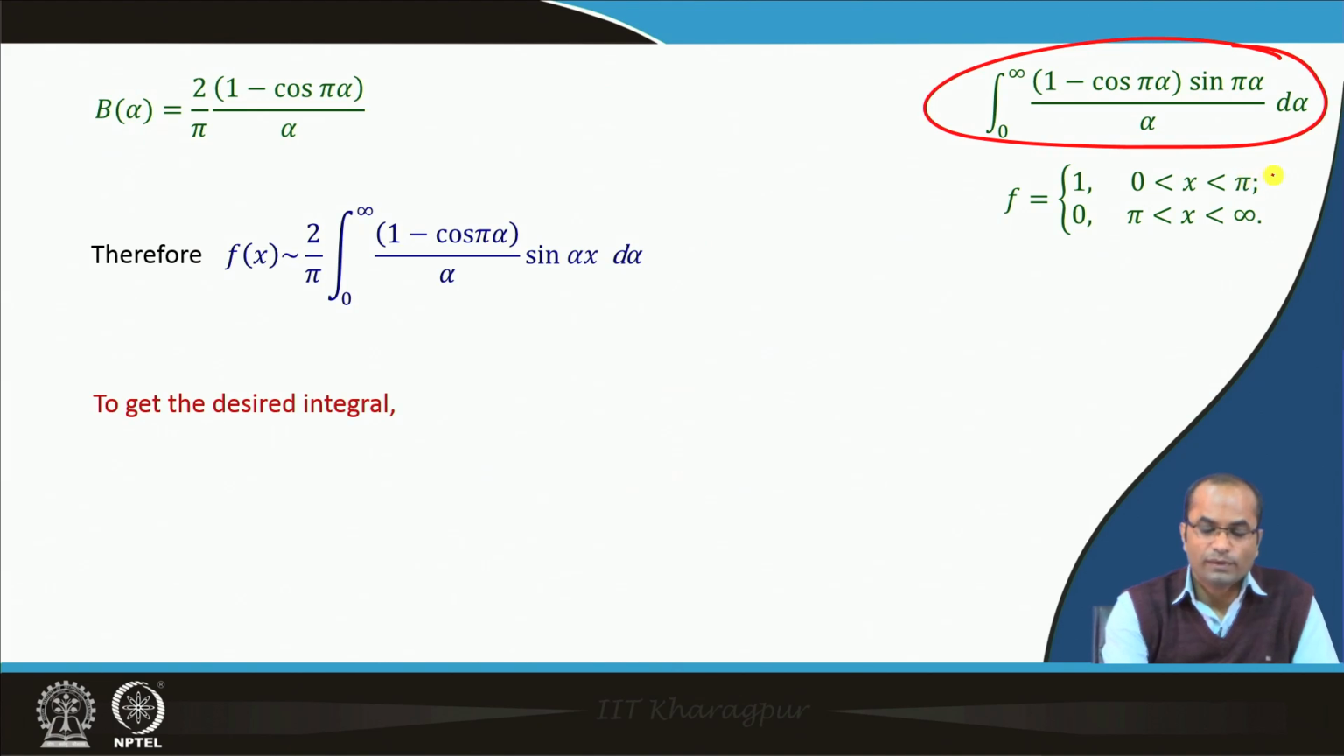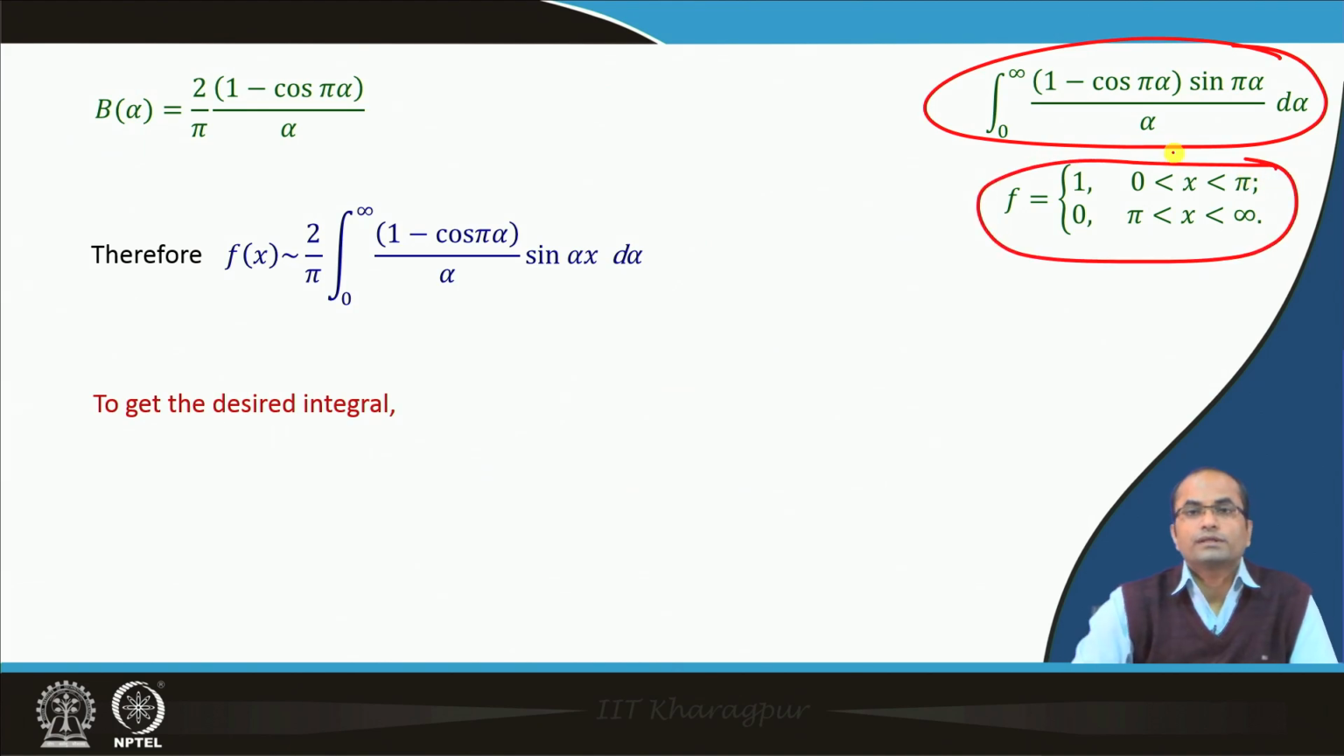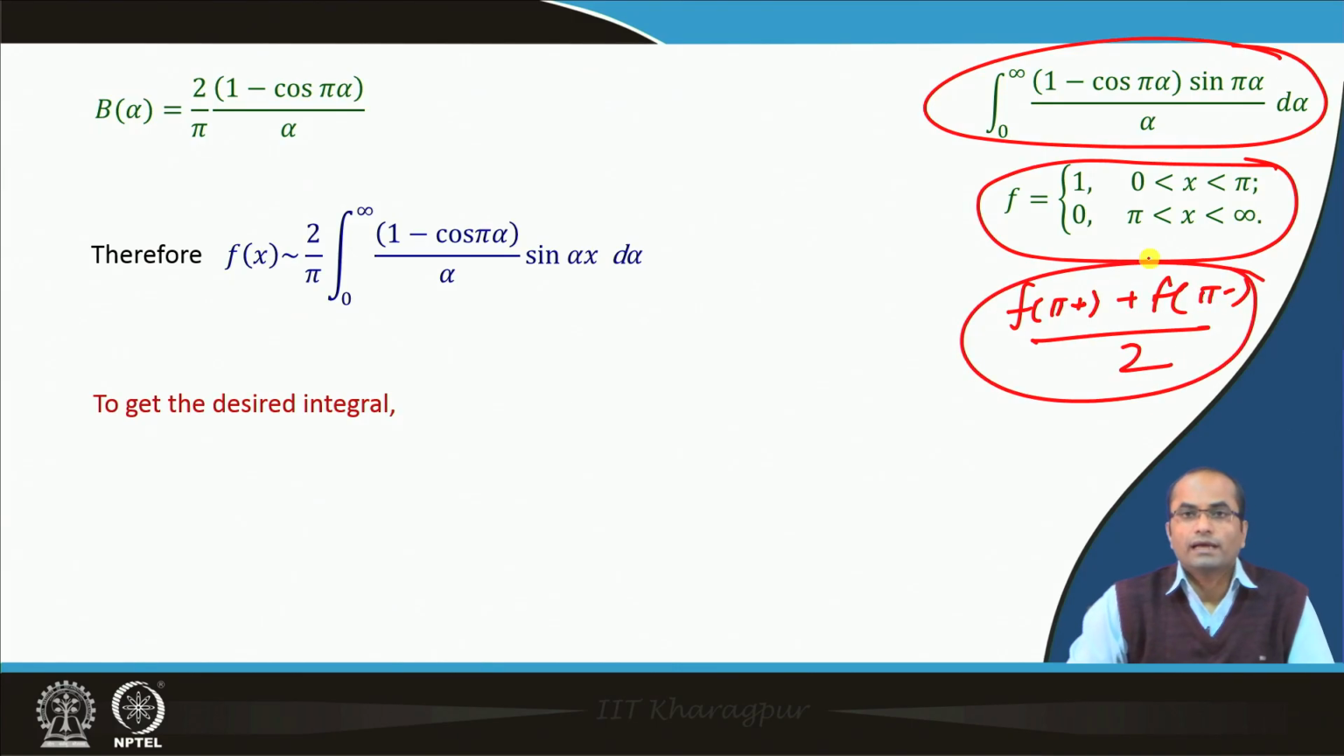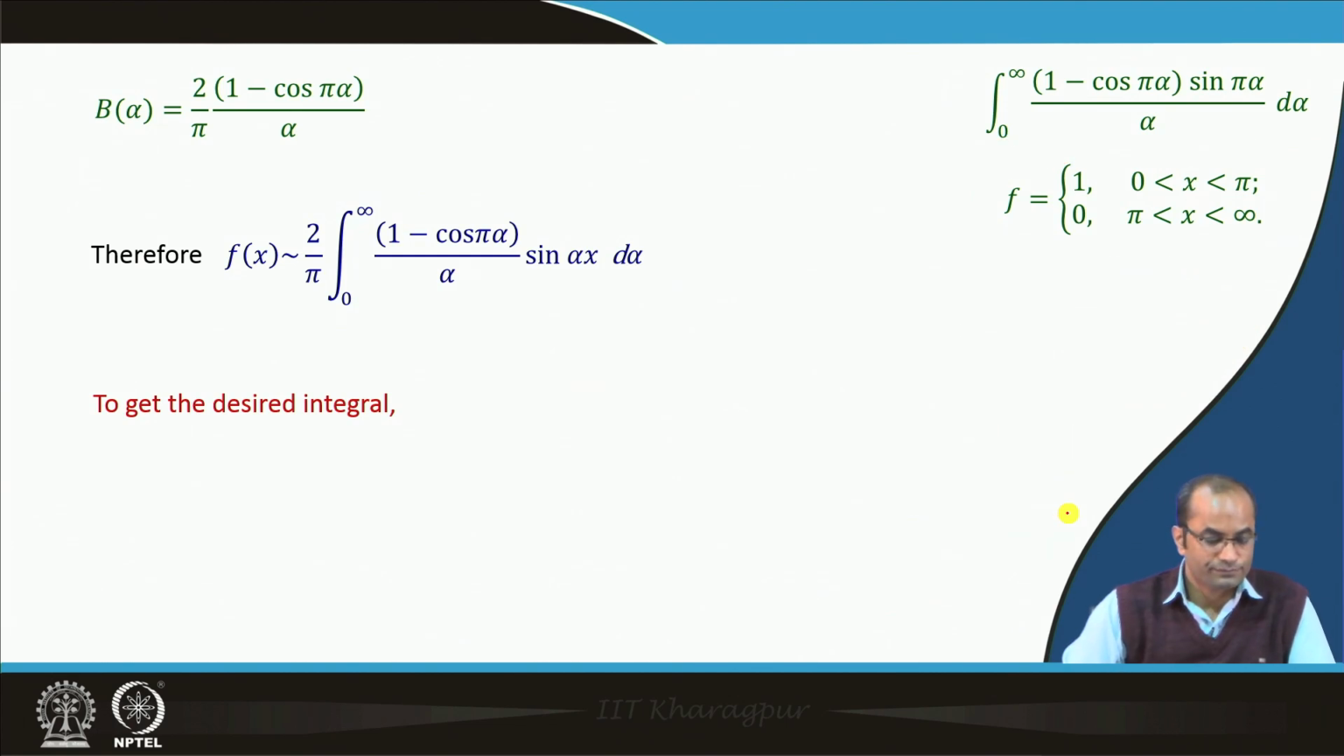At x equal to pi, we also have to look at the convergence. At x equal to pi, this function is not defined, and therefore we have to take the limit. So, f(pi plus) and f(pi minus) divided by 2, this average value, is what the Fourier integral at x equal to pi will converge to. Here f(pi plus) is 0 and f(pi minus) is 1, so divided by 2, it is half. So, the Fourier integral at x equal to pi will converge to this value, half.